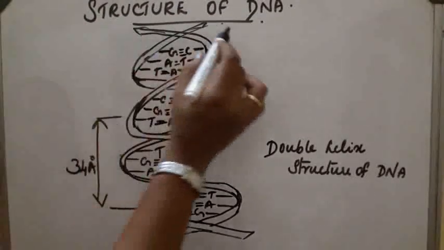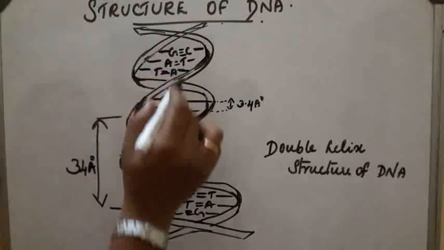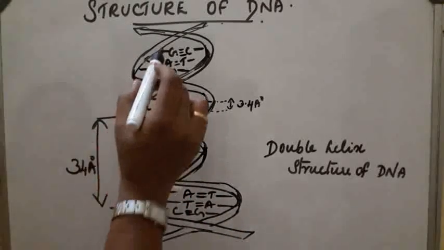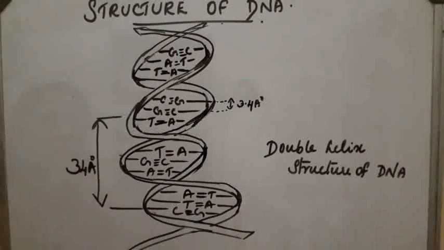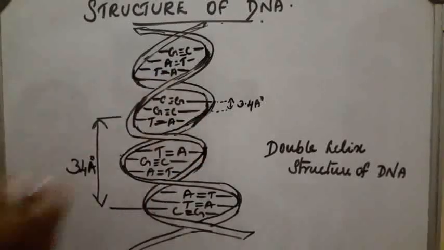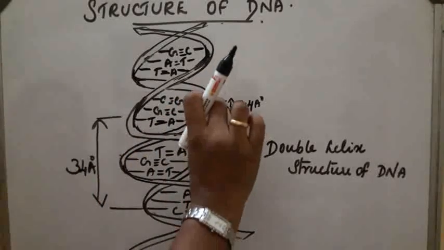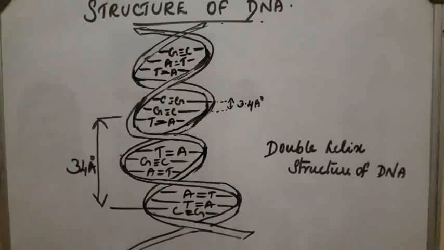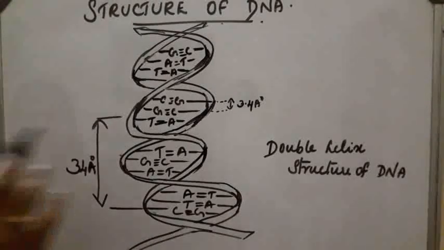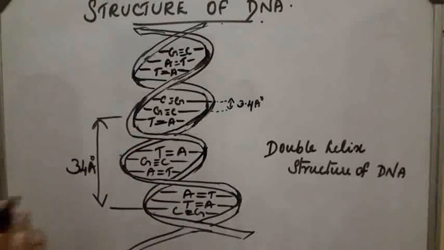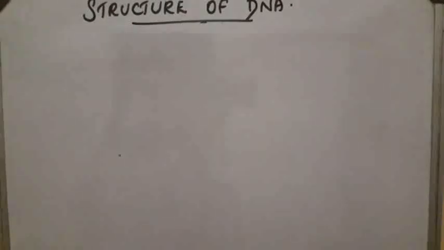Now, this is the structure of DNA. It's a double helix structure. Guanine is pairing with cytosine, which is specific through three hydrogen bonds, and adenine with thymine through two hydrogen bonds. The distance between here and here is 34 angstrom, and between these two pairs is 3.4 angstrom. This pairing is specific, and all the other combinations are less favored. This is the double helix structure of DNA.